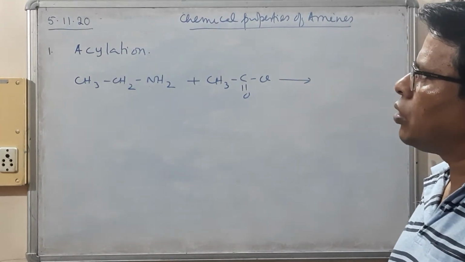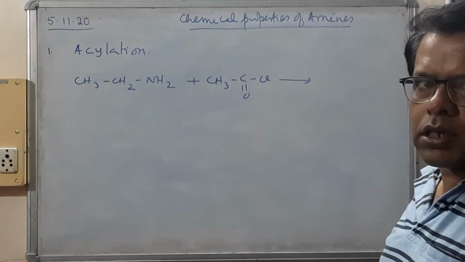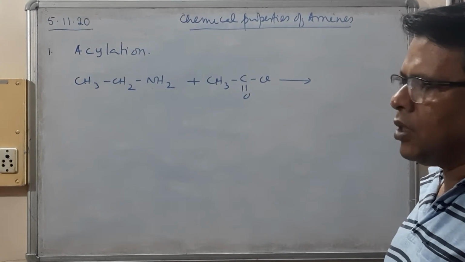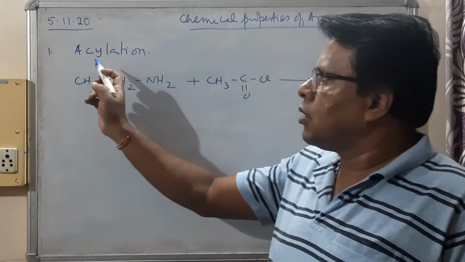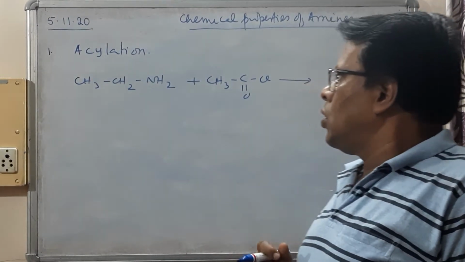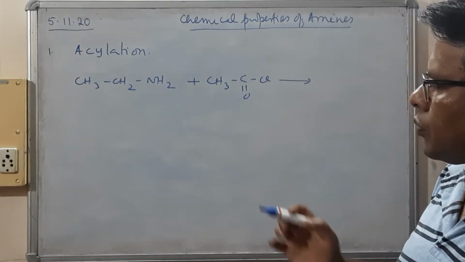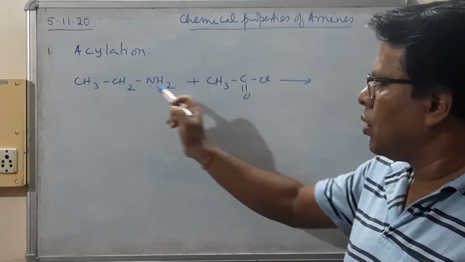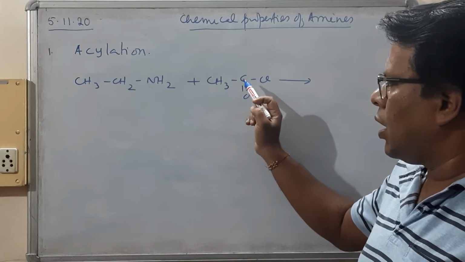Okay, good evening children. Today we are discussing chemical properties of amines. First is acylation. So what is acylation? This is an amine with acetyl chloride.